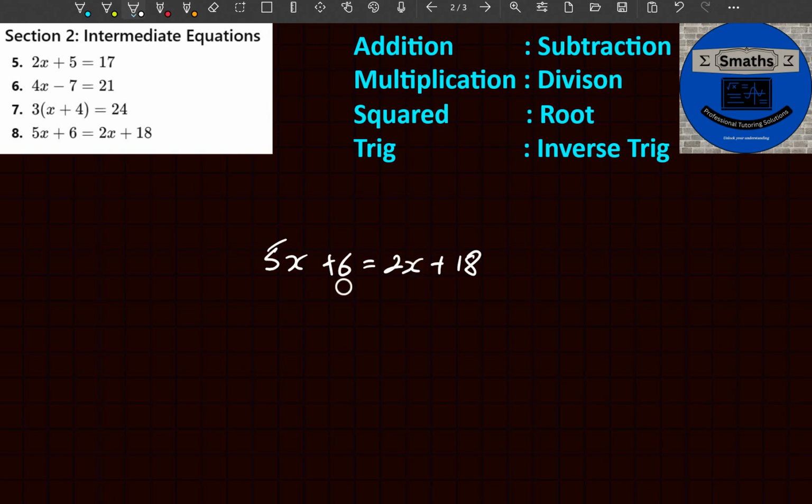I would minus 2x from both sides. So I have 5x minus 2x plus 6 gives, and 2x minus 2x is 0. I would leave that out. I would rewrite the 18.